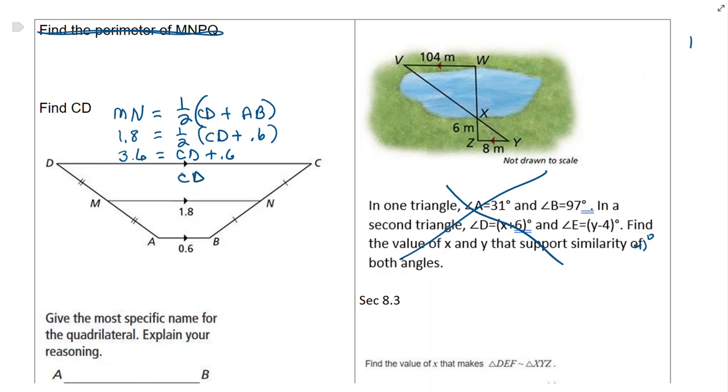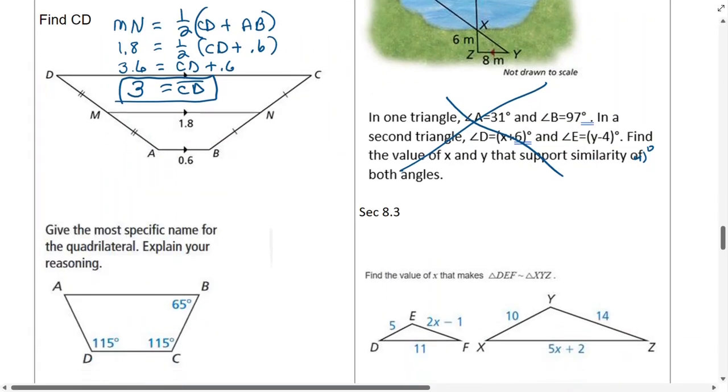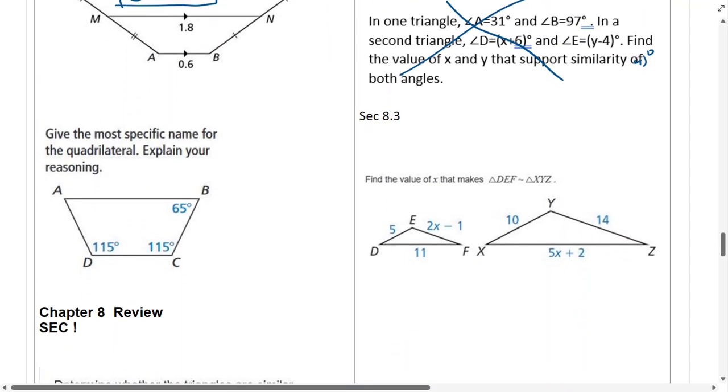Therefore, CD is 3. All right, nothing hard. Here we have: given the most specific name of the quadrilateral, explain your reasoning.